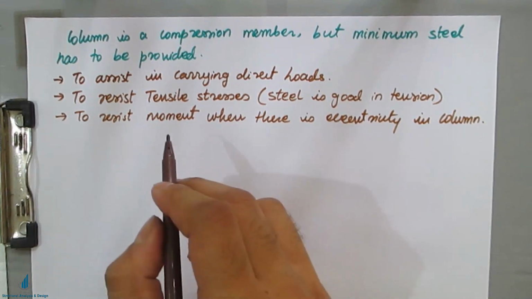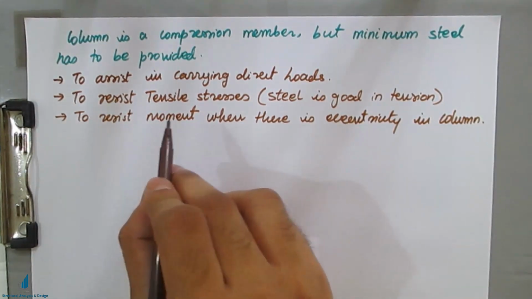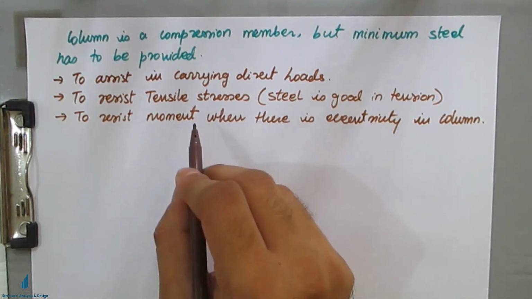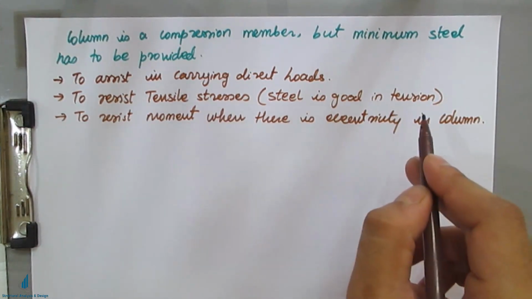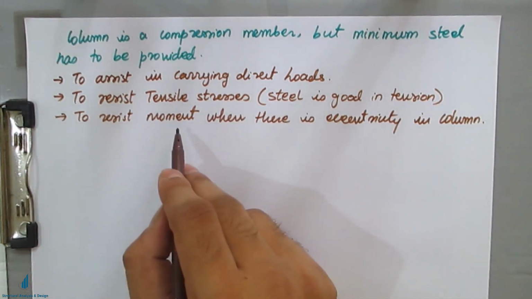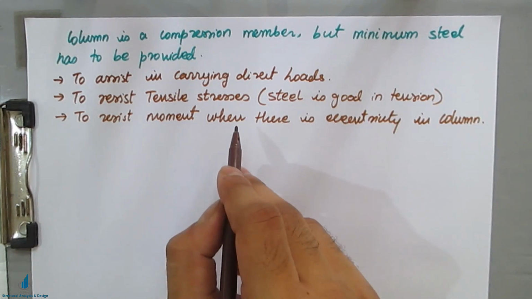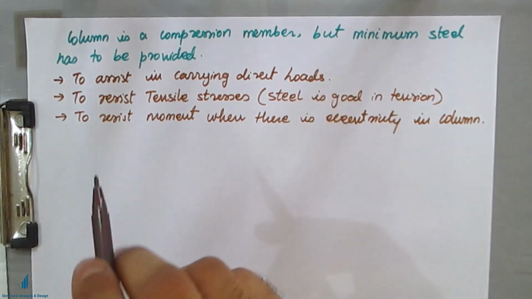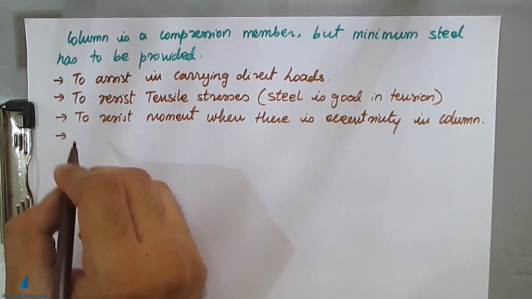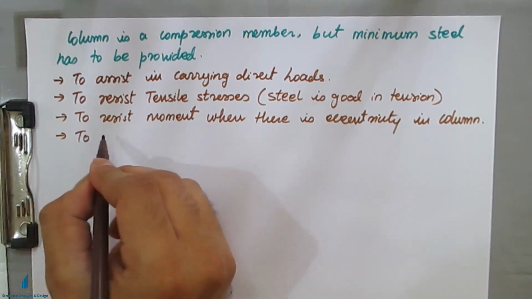So this is again very important. To resist moment, when there is eccentricity it will create moment. So to resist that moment created by the eccentricity you have to provide the steel. So next again, to impart ductility.